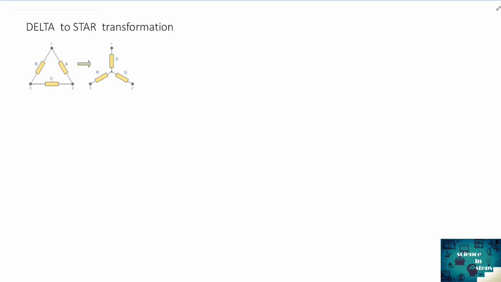Hi guys, today we are going to see a very useful transformation. That is, we are going to convert a network of resistance in delta form and change it to a star form. As you can see, the triangular shaped network with resistances A, B, C is our delta network, and the one with resistances P, Q and R, we are calling this the star configuration. Now if you want to change delta to star, we need to know what will be the value of P, Q, R in terms of A, B and C.